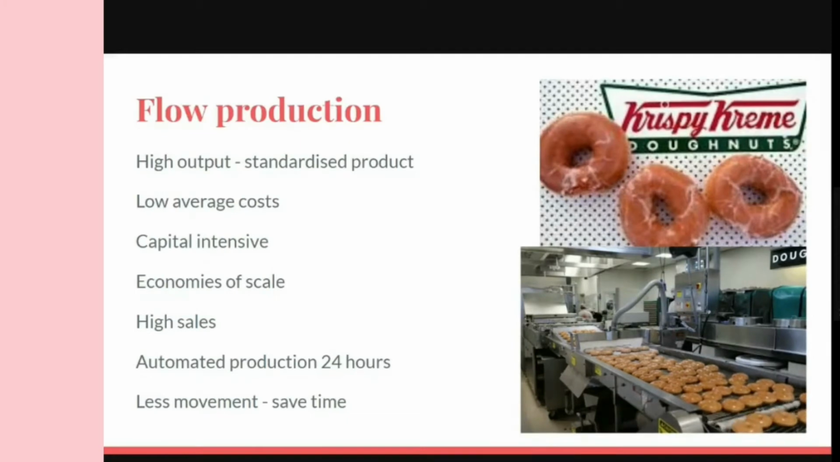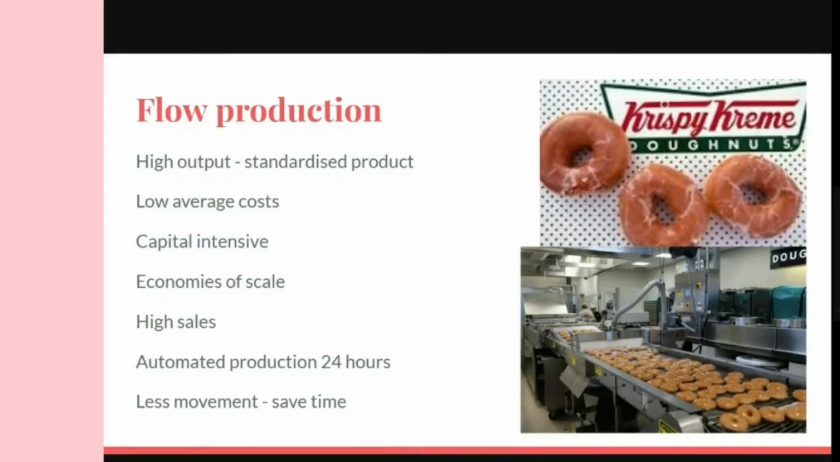Why is it called flow production? Because the products look as if they are flowing down the production line. So the basic ingredients are put together at one end of the production line, then the product moves down and more parts are added and so on until the product is finished and packaged ready for sale. So a large number of identical products are made, and the cost of production per product will be lower because of the high number of products.